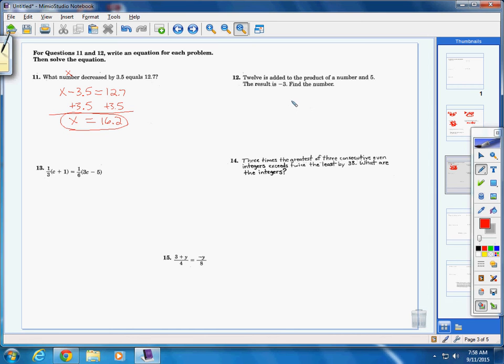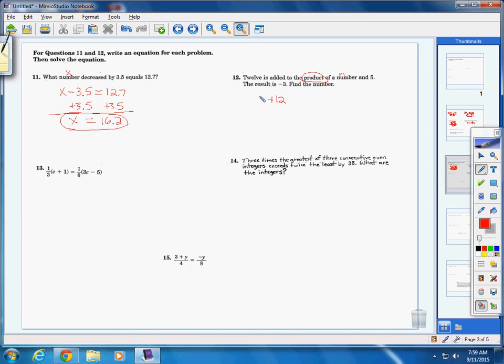Let's move on to 12. It says 12 is added to the product of a number and 5, and the result is negative 3. Find the number. So 12 is added to, so something plus 12. The product, so product means multiplication, of a number, which we don't know, so we're going to call that, let's just call it n. You can call it x, you can call it y, whatever you want. 12 is added to the product of n and 5.